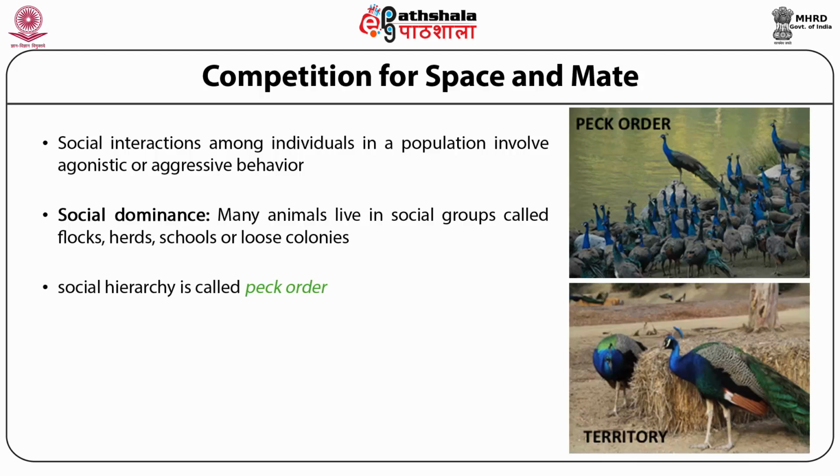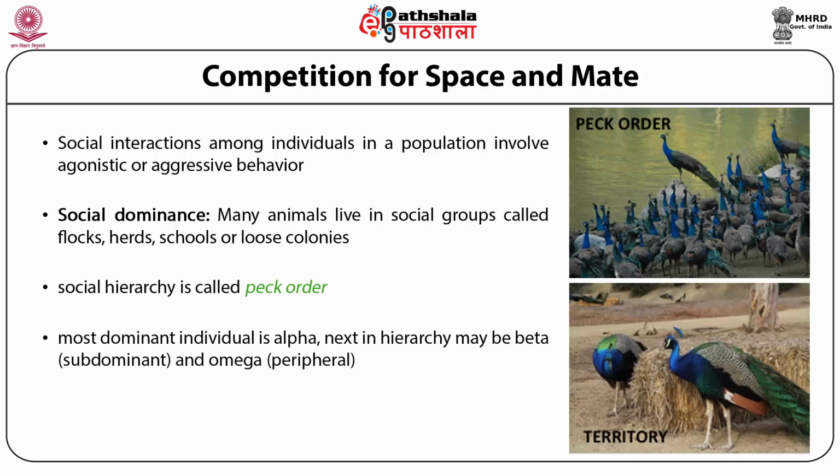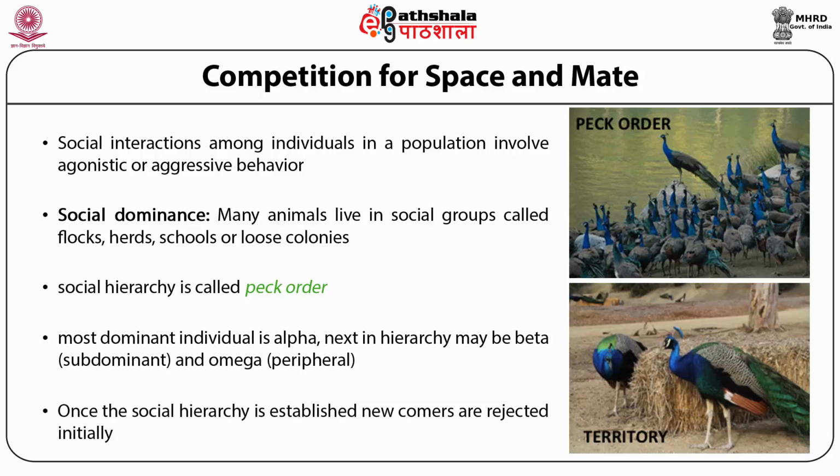Social hierarchy is also called pecking order. The most dominant individuals in the population are called alpha. Next in hierarchy are beta, and the last ones are omega or the peripheral ones. They get the minimum of the resource. Once the social hierarchy is established in a population, the newcomers are rejected and they are kept even away from the peripheral region of the hierarchy.